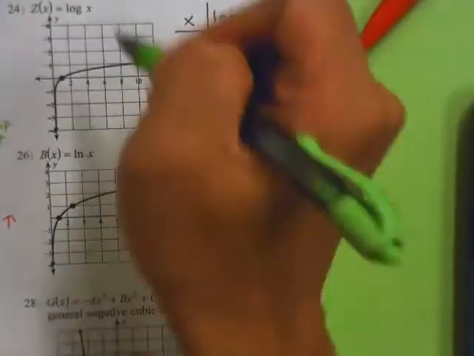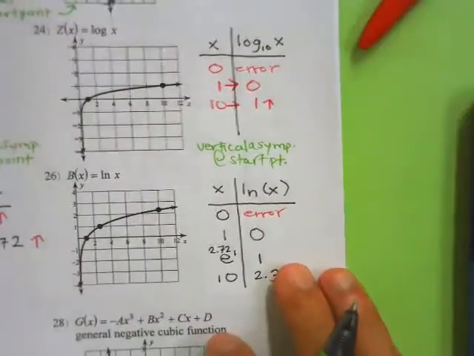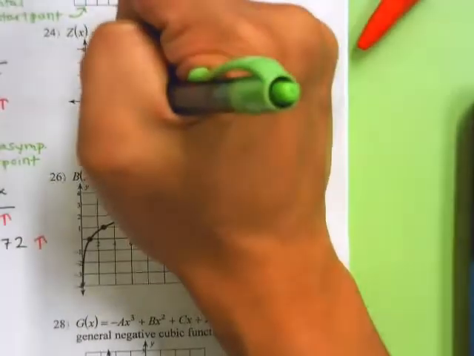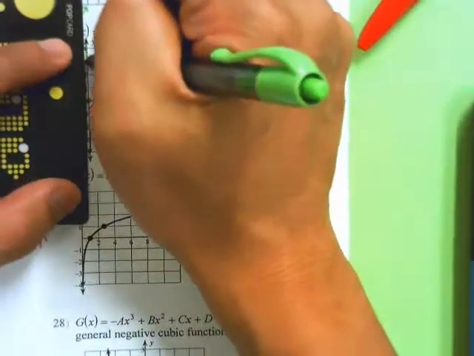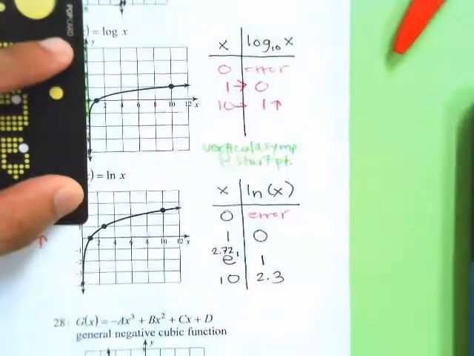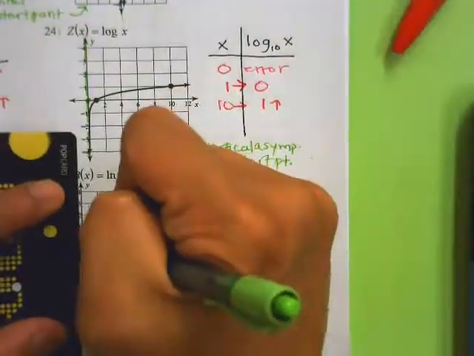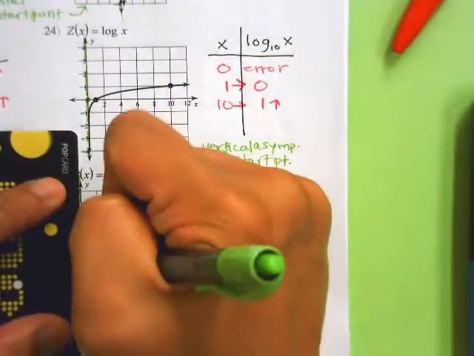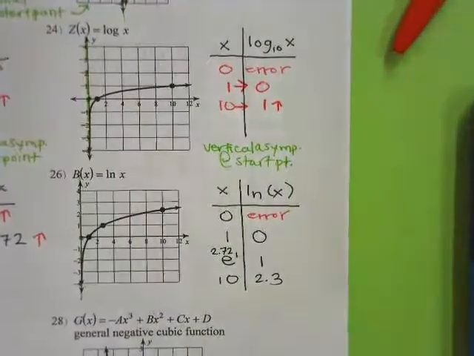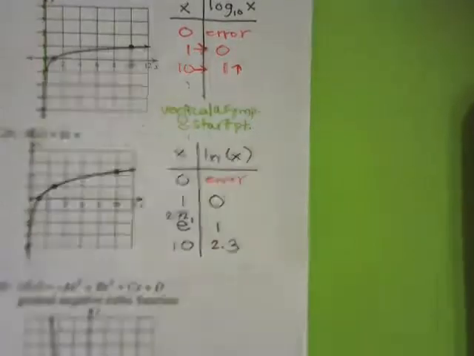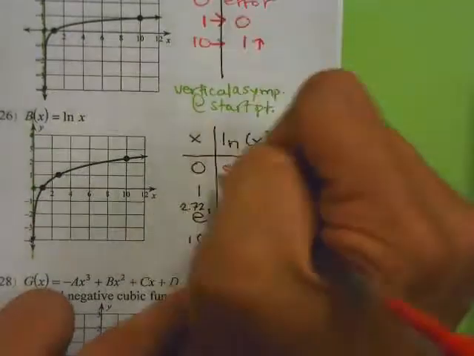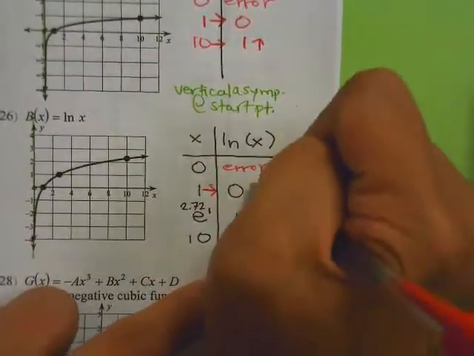Excuse me. Ooh, and I did not make it with the vertical asymptote. So your vertical asymptotes are going to be over here, and right over here. You're going to make vertical asymptotes at the starting point. And from the vertical asymptote, you're going to go 1 to the right and 0 up and down.